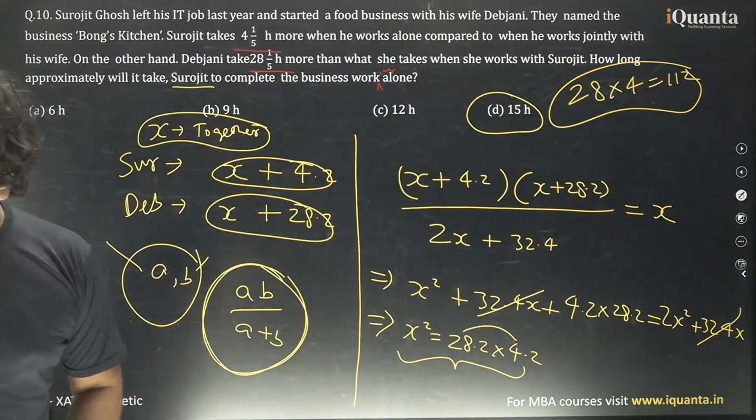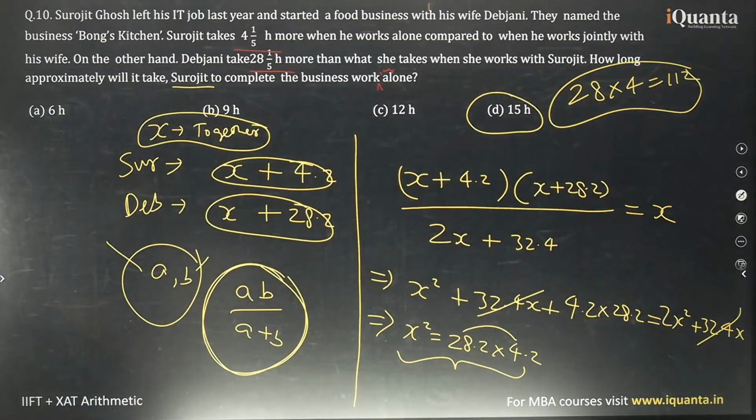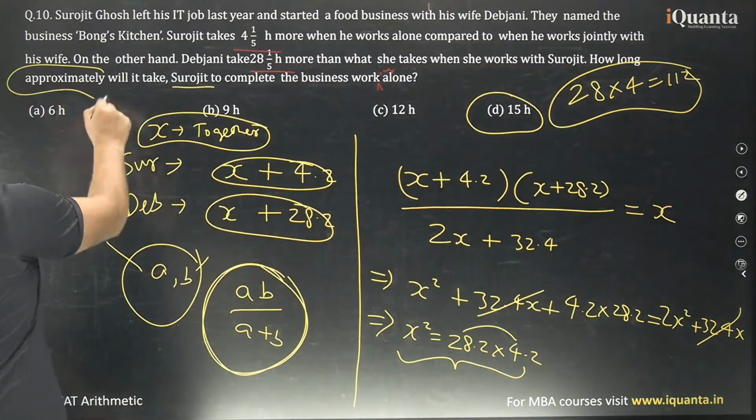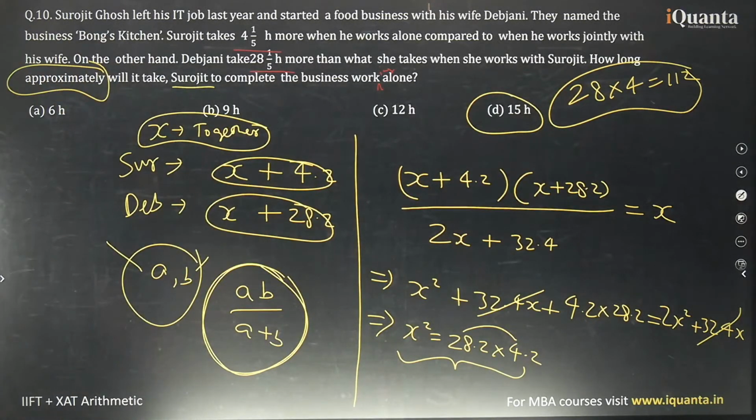So even if the calculation is huge, the best thing about this paper is that in every question they are writing approximately. Why are they doing it? Because you need to find out the closest value. So you won't be wasting much of the time.